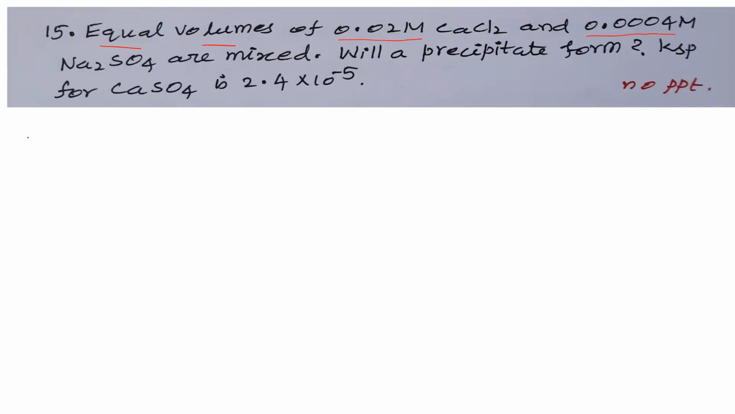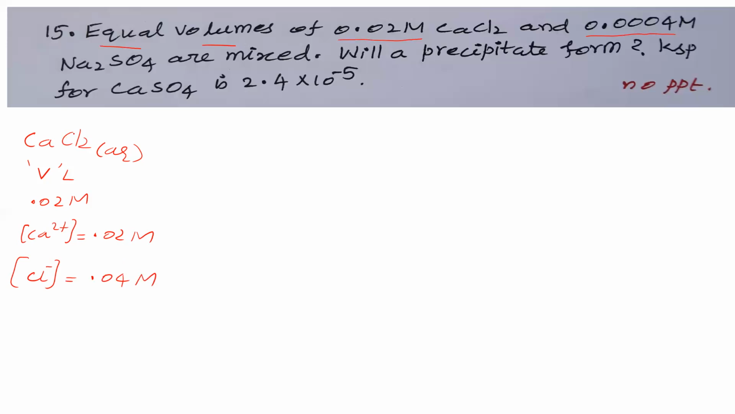Now we have to mix the calcium chloride solution. We are taking calcium chloride aqueous solution, with volume V liter and concentration 0.02 molar. Here the concentration of calcium ion is 0.02 molar. The concentration of Cl minus is 0.04 molar. Why? Because one calcium chloride contains two chloride ions, so one calcium chloride on dissociation gives two chloride ions.